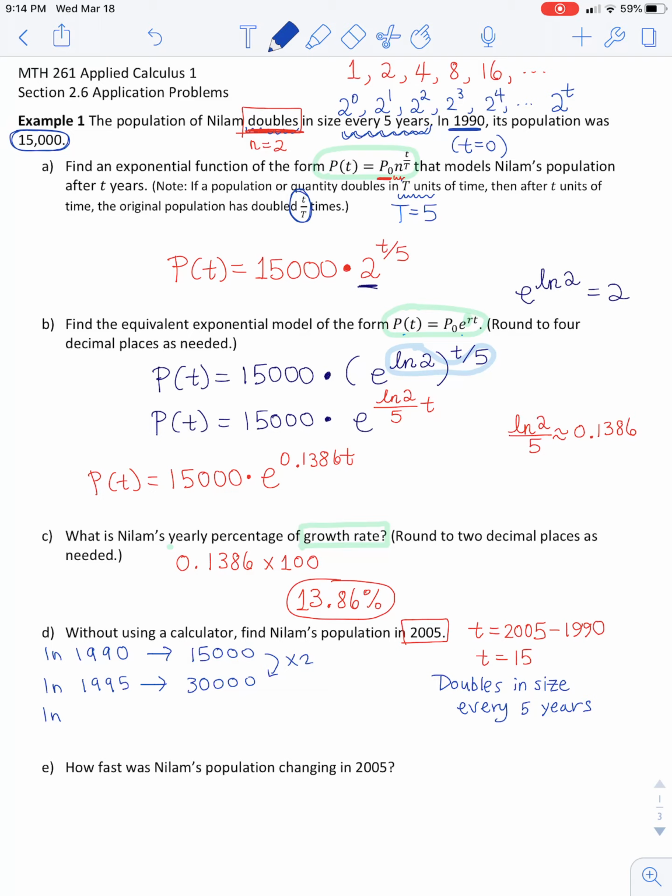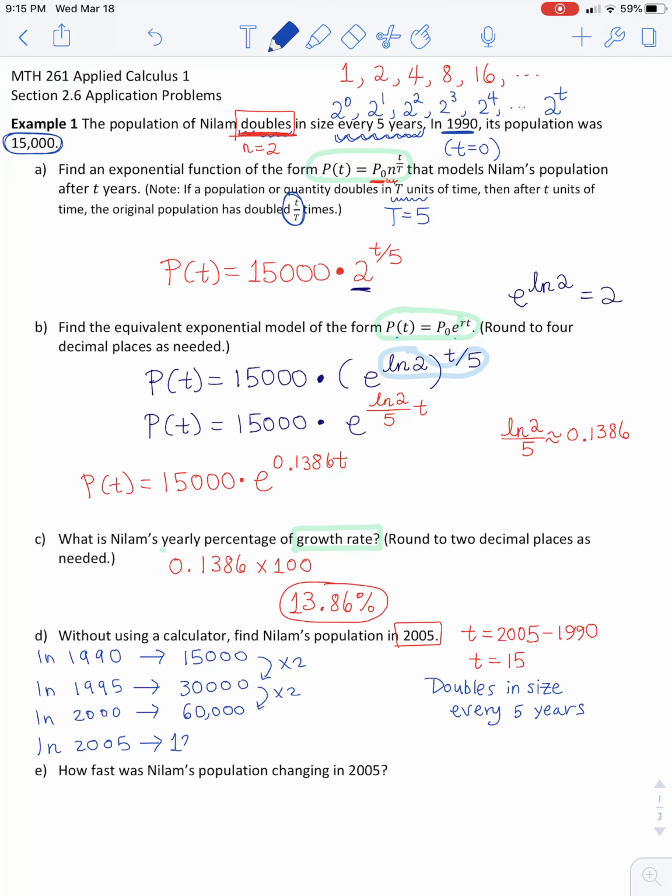In what's the next number? In the year 2000, we're gonna have 60,000 people. I simply double the previous population. And finally, 5 years later, in 2005, we're gonna have how many?